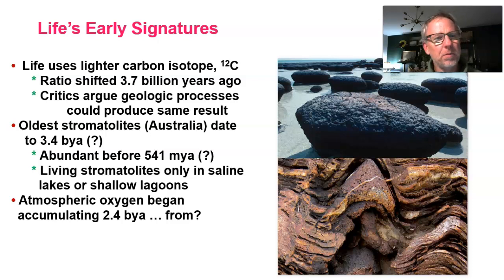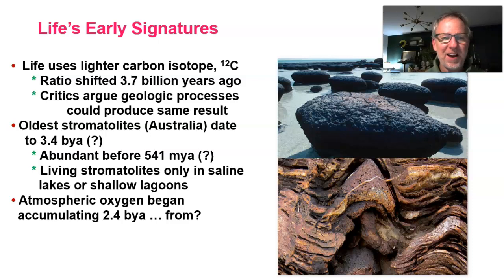Now, I put the question mark next to 3.4 billion years ago because I was wanting to remind you or ask you, how do we know that these things are that old? How do we figure that out? It goes back to earlier in the chapter with radiometric dating. So stromatolites were very abundant before 541 million years ago. I don't remember why I had that question mark.